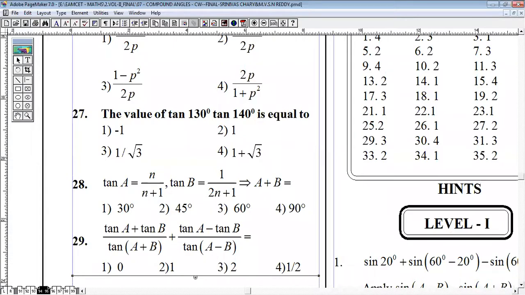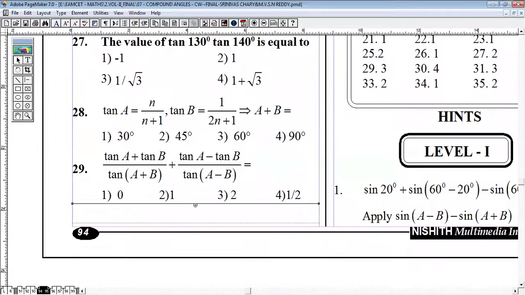Already in the first topic of trigonometry we know the result that if A plus B is 90 or an odd multiple of 90, then tan A into tan B is 1. Because the sum of the angles is 270, which is an odd multiple of 90, the answer is 1. That is the second option. Now look at the 28th problem.